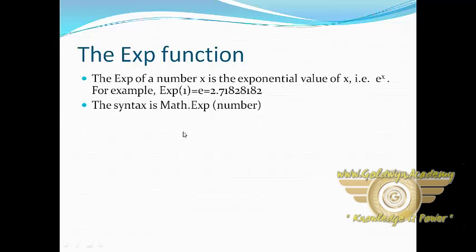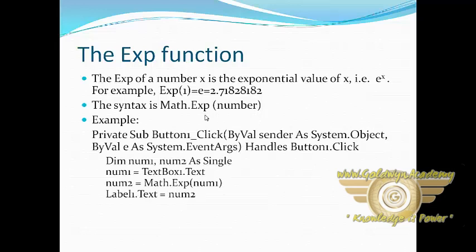This is the exponential value of e raised to 1. This is the syntax of the exponential function. We have to write Math.Exp and pass the number value, and it returns a numeric value which we have to store in some variable. And this is the example of this function. You can see here we have stored the value returned by this function.